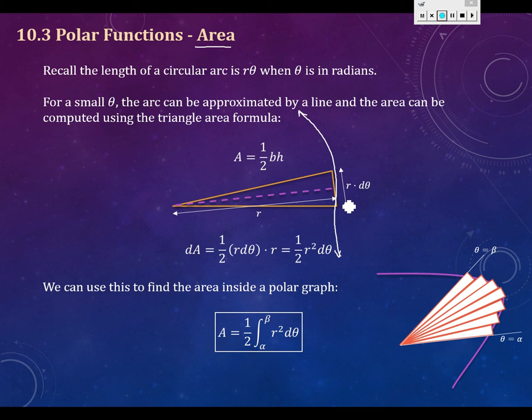Now, we'll just try some problems, and I think you'll see that we're not in the clear, though. There's some tricky situations with polar curves, especially as we think about the area between two polar curves. These things can get a little bit messy. So we do need to be careful, but that is the basic theory.